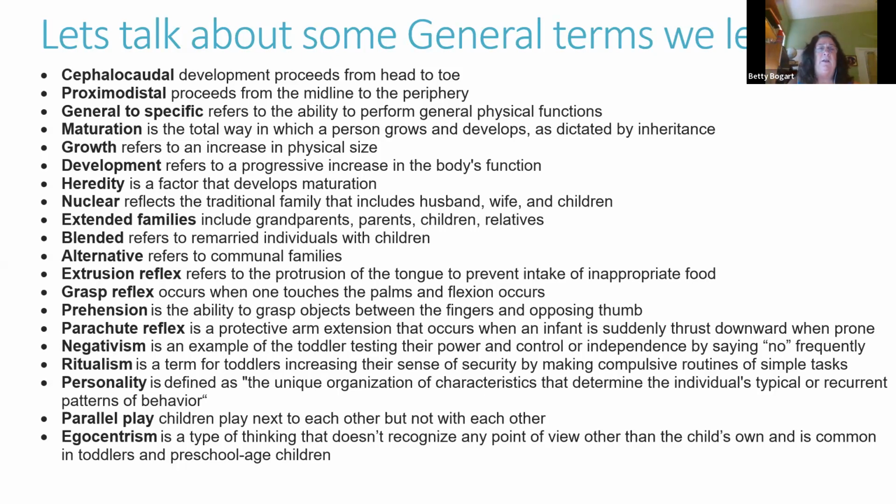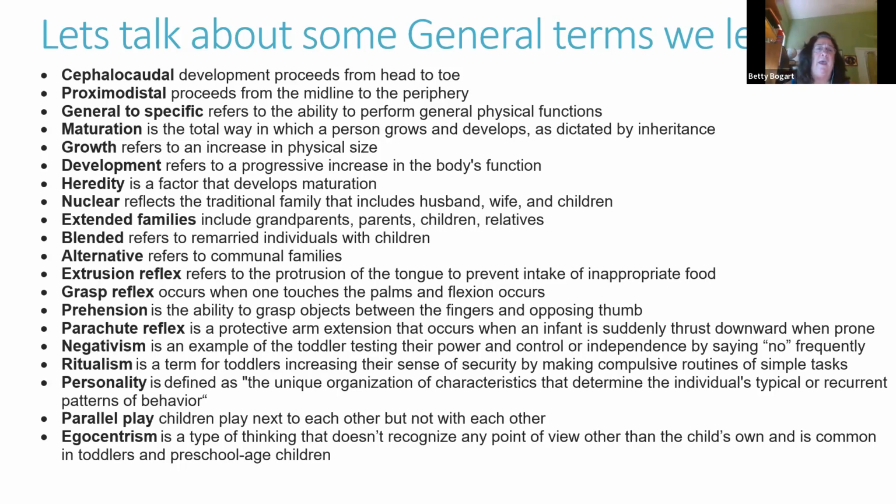General to specific means we start to do things generally. For instance, we could just talk about grasp, and then we talk about pincer grasp, or we talk about a voluntary grasp, okay? That's all that means.